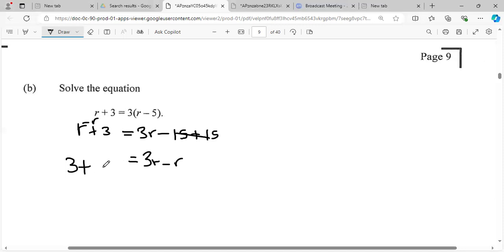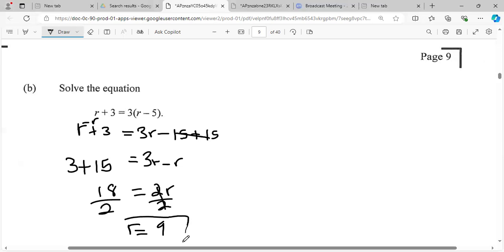So there you have it, r is positive now. So 3 plus that is 18, and that is equal to 3r minus 1r, which gives us 2r. And then we divide both sides by 2. So there we have it, our r is equal to 9. So the value of r is 9, since 18 divided by 2 is 9.